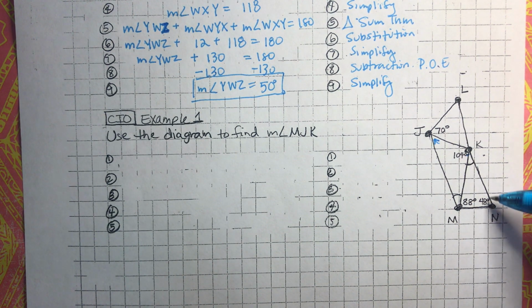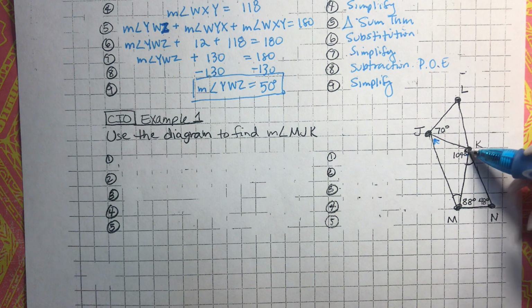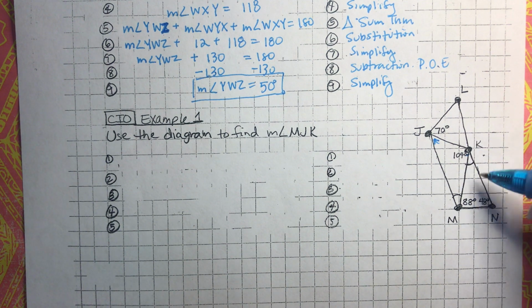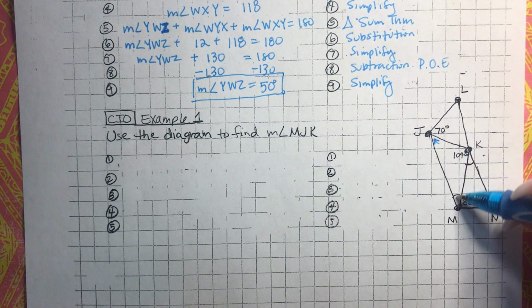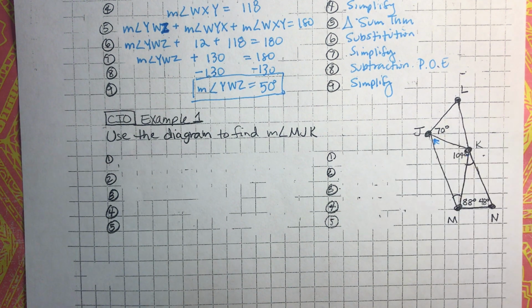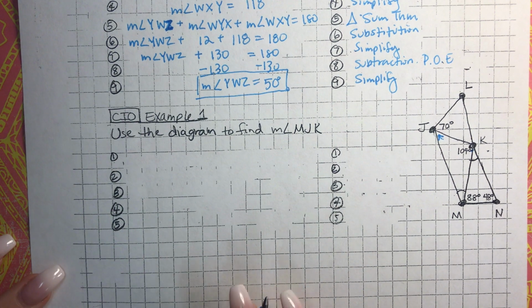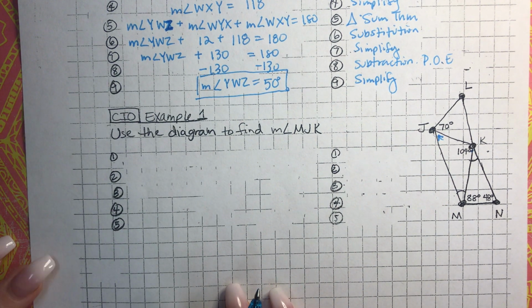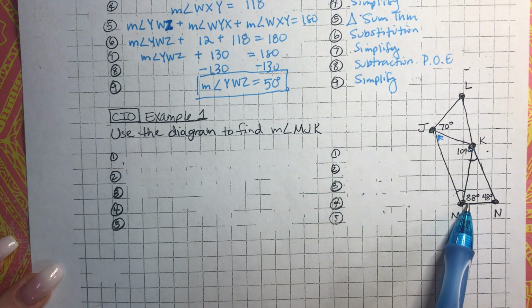So what we're probably going to have to do is use the triangle sum theorem right here to figure out this value, and then those are the same, and then we will use the triangle sum theorem for this value. Okay, so let's go ahead and get started.